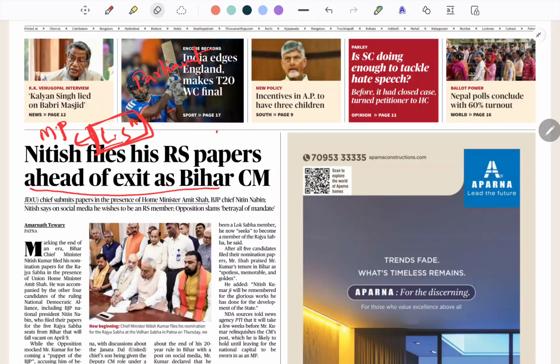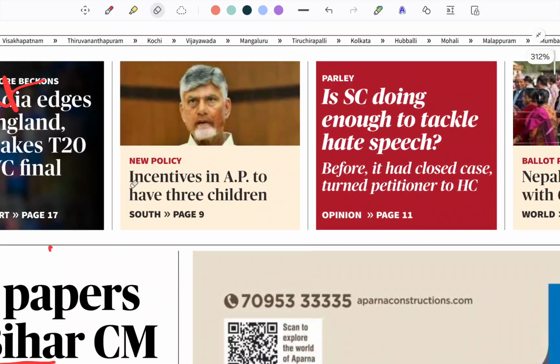Our next news item: incentives in AP to have 3 children. So incentives means reward. Okay, what is this reward? Reward not in the sense of giving a prize, when you achieve something and are rewarded. That reward is different. Incentives means when you are doing certain things which cause loss to you or which are not so comfortable to you, but still you go ahead and do them, at that time you should be rewarded, right? So in such cases we use the word incentive. The reward given when we are doing things which are not comfortable to us.